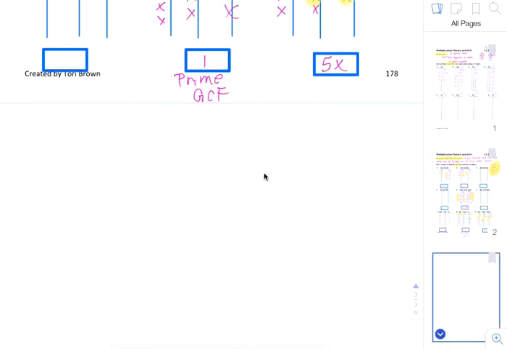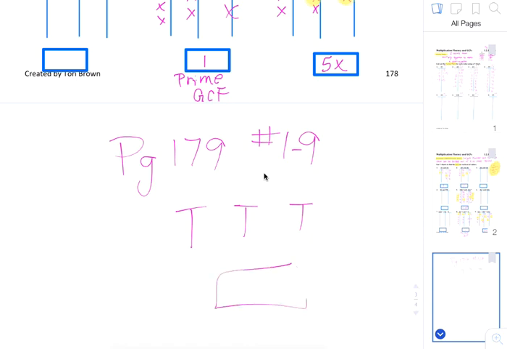And then we are going to go page 179, numbers 1 to 9. Please make sure that you make a T-chart for every number and that your final answer is in a box. Okay? Good luck. If you have any questions, please don't hesitate to come see me.